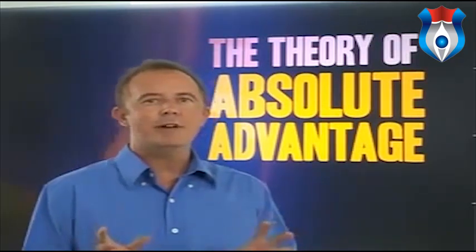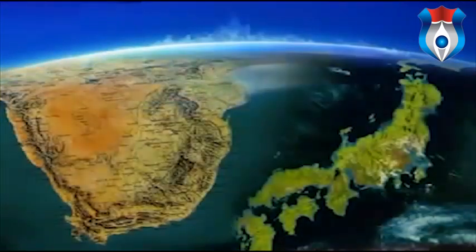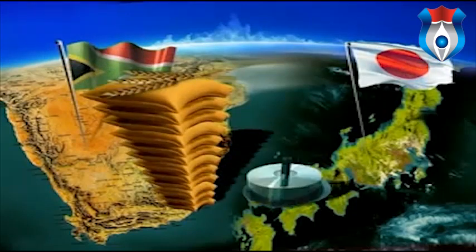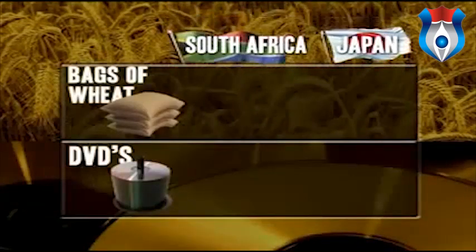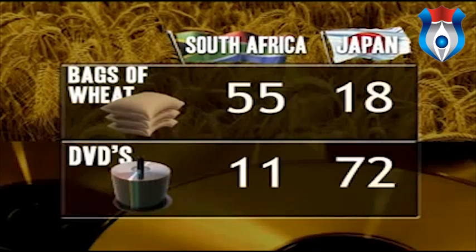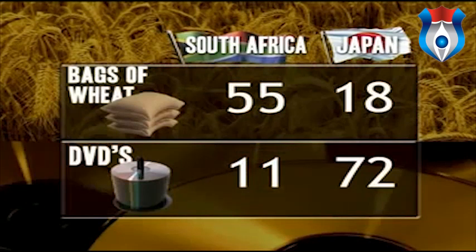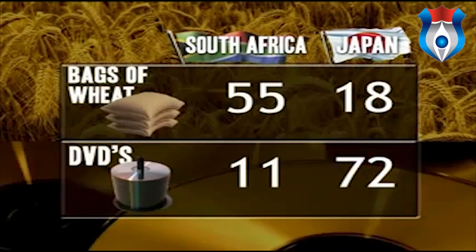Let's construct a simplified theoretical example to illustrate the point. Imagine for a moment that we live in a world where there are only two countries, South Africa and Japan. Both countries have differing capabilities to produce two products, wheat and DVDs. Over a certain time period, South Africa can either produce 55 bags of wheat or 11 DVDs using all their resources. Japan, on the other hand, can either produce 18 bags of wheat or 72 DVDs using all the available inputs that they have.